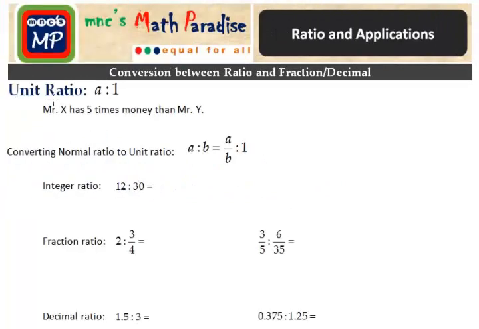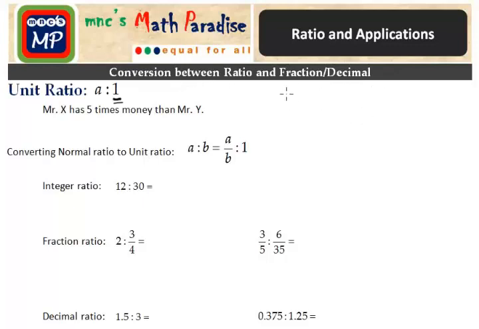Here we will learn what a unit ratio is and how we can convert a normal ratio into a unit ratio. The general form of a unit ratio is like this: a quantity ratio 1. The second value is always 1. This kind of ratio is used to represent one quantity as some times of another quantity.